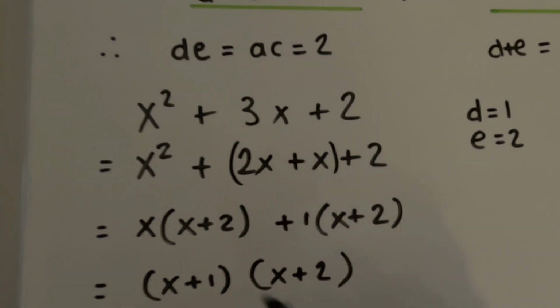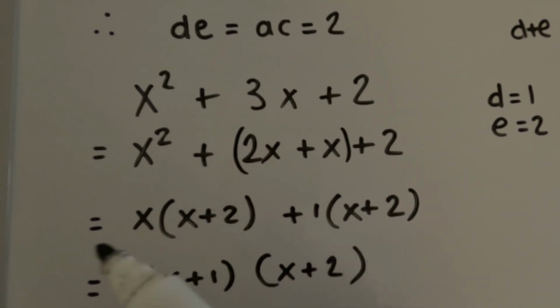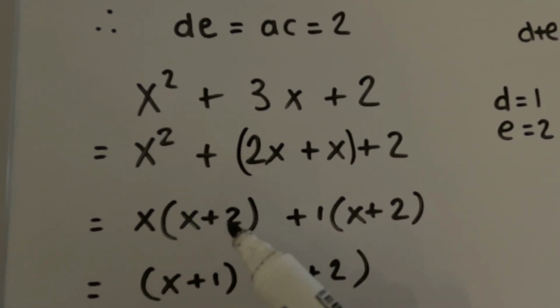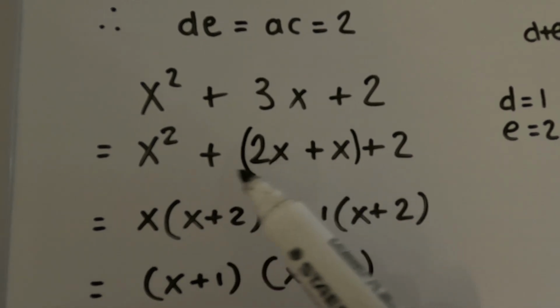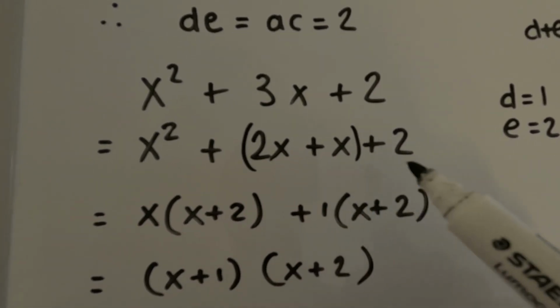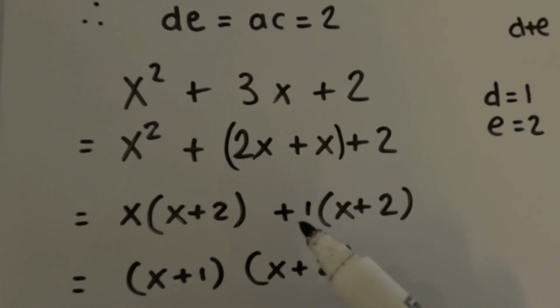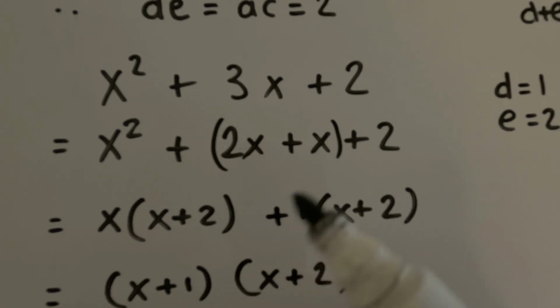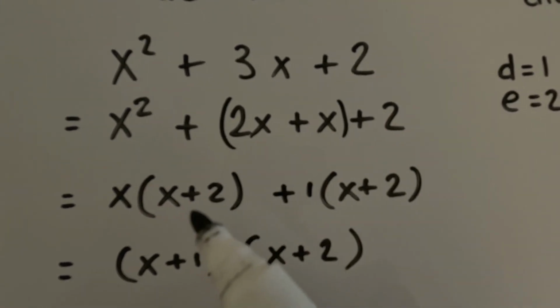Okay, so then on the next line we can factorise, so we take an x out. So x times x is x squared and x times 2 is 2x. That's this first part, x squared plus 2x. And then this x plus 2 here is just 1 times x plus 2. Okay, so it's very useful. So let me show you a very important step here.